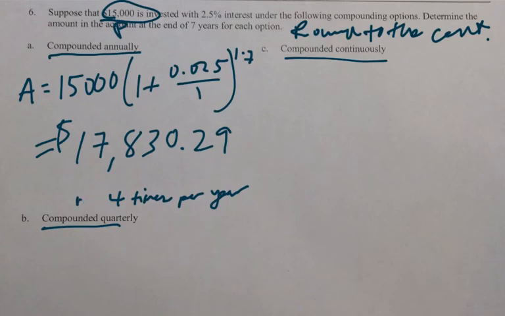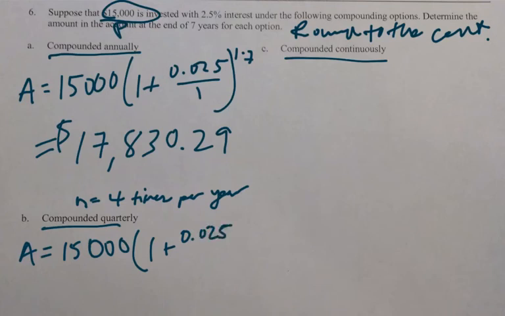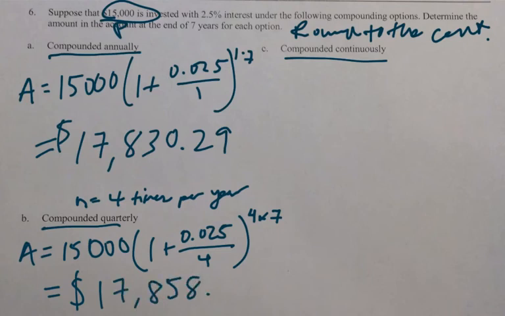That means that my N equals 4. So that's going to be A equals 15,000, my principal, times 1 plus the rate, 0.025 over the 4 times per year. And then the exponent on that is going to be 4 times 7. Again, we can calculate that in our scientific calculator, and we get $17,858.96.